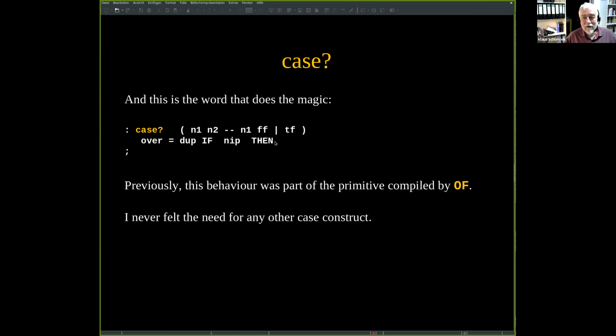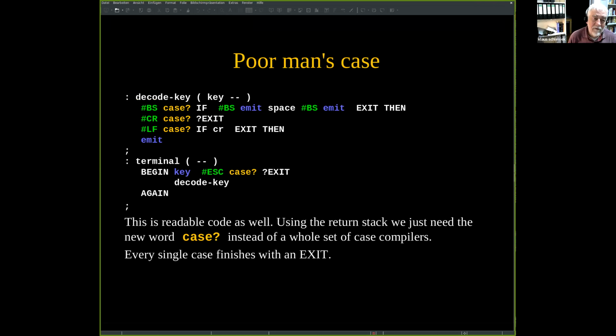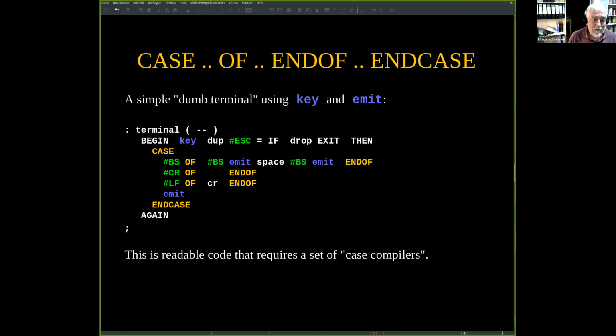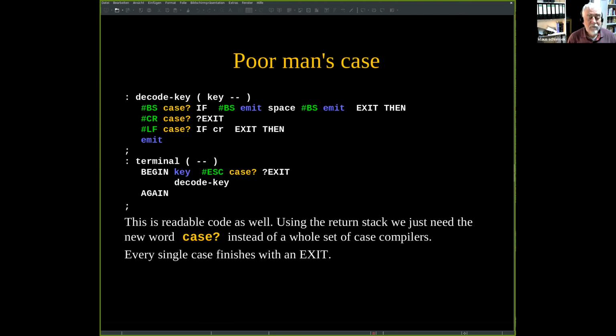And so it's over equals dup if nip then. Period. That's all. I pretty much doubt you can get simpler to use this kind of programming situation. And I never felt the need for any other case construct, and I have been living with this for more than 20 years now. And yeah, for some reason it never caught on in the community. Instead, people invested thinking on the case of and case compiling functions. Questions?